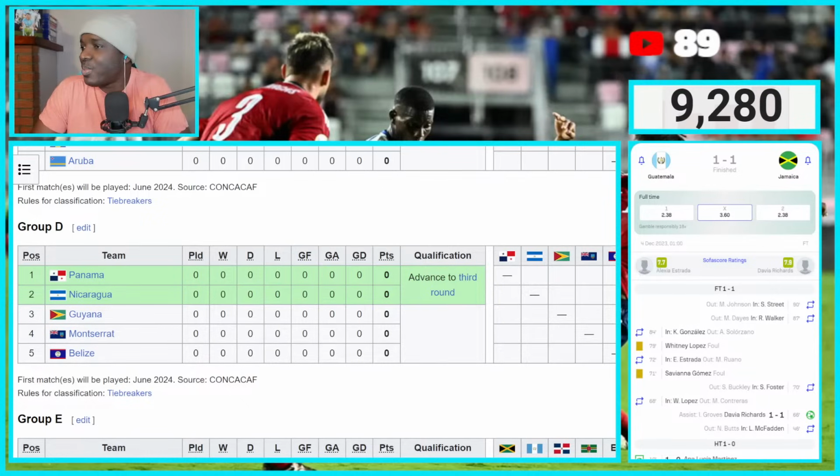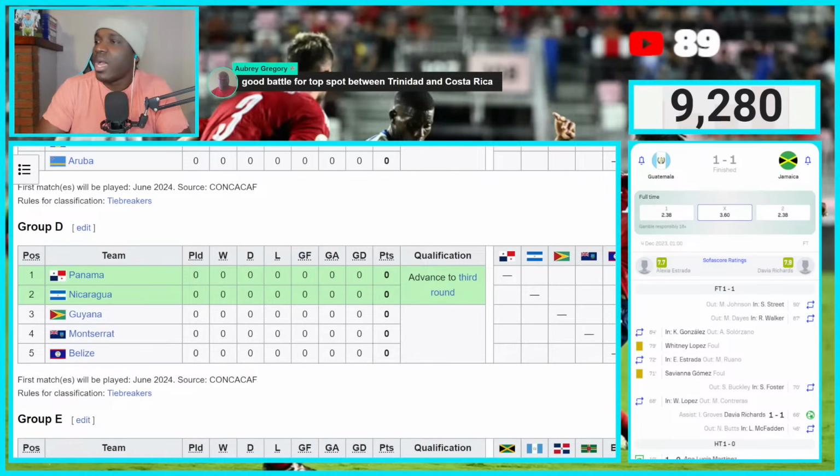Let me see what people are saying. Mount King says Panama for sure. Yes, even with the travels, you guys don't see any complication. Aubrey Gregory says good battle for top spot between Trinidad and Costa Rica.